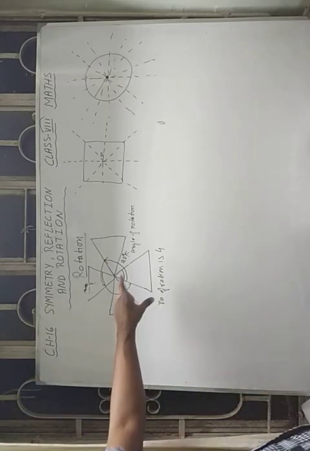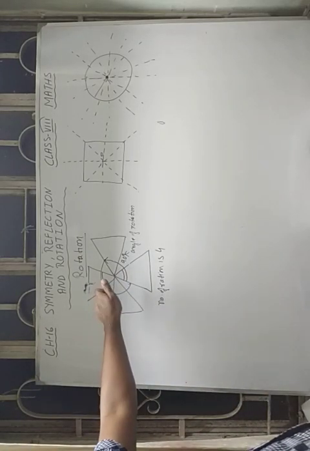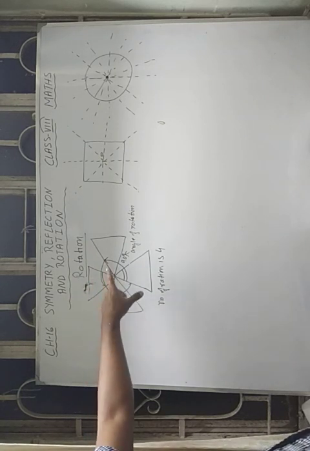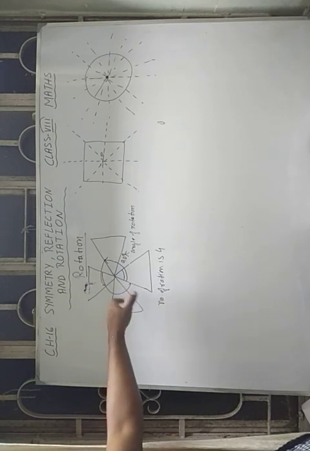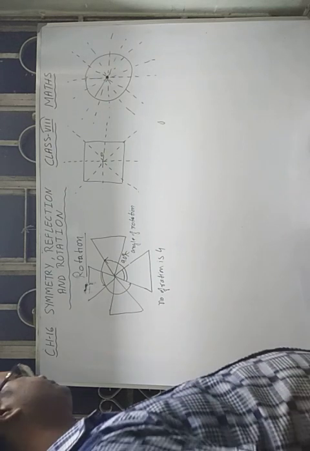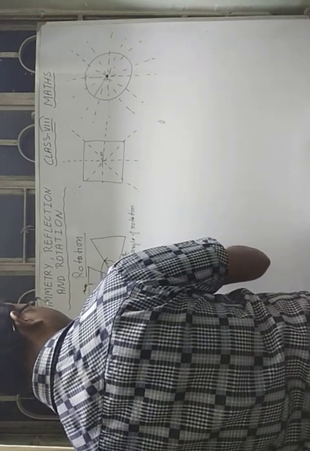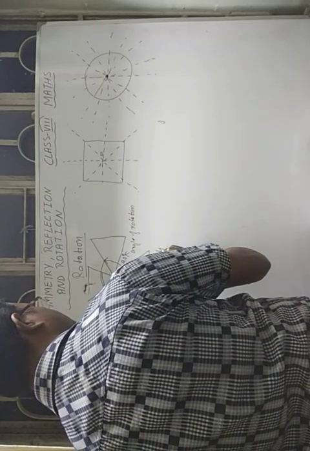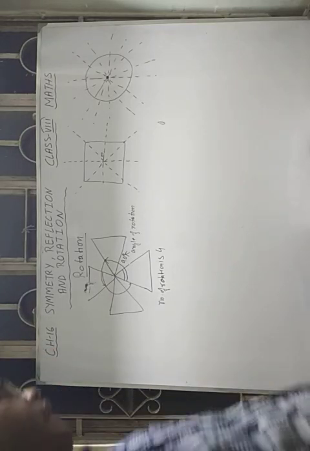Why is it 4? Because we are rotating this triangle by the angle of 90 degrees and the complete angle is 360. So 90 into 4 is 360. That means you can rotate this triangle 4 times. So number of rotation is 4 here, and the angle of rotation is 90 degrees.